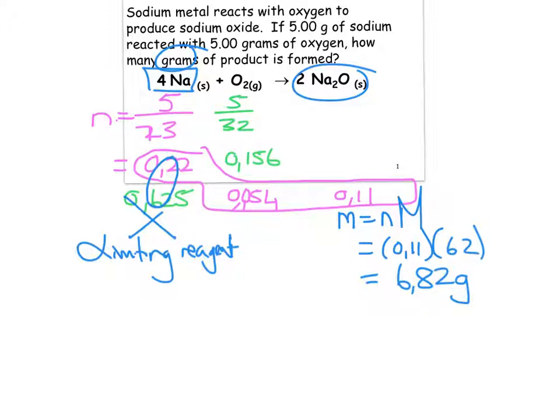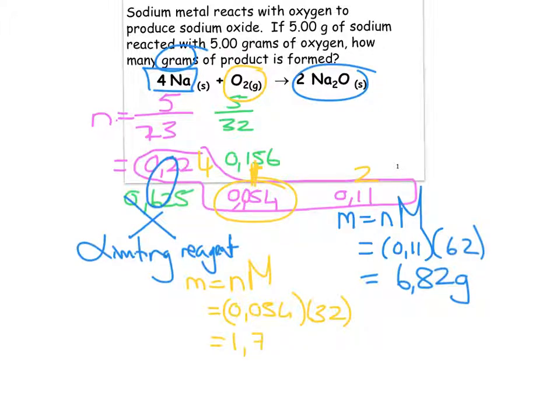So let's work out how many grams I used. Mass is equal to number of moles times molar mass. What did I use? 0.054. That is the link, 4 is to 1 is to 2. And I land up with that being multiplied by the molar mass of oxygen, which is 32. And I get 1.73 grams of O2 used.